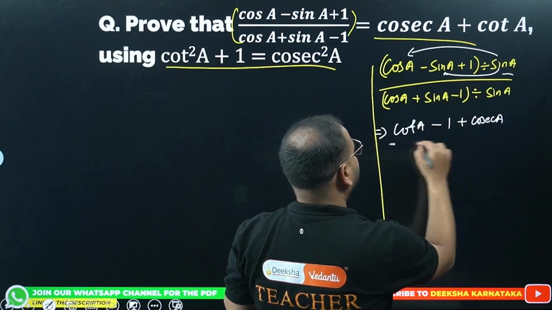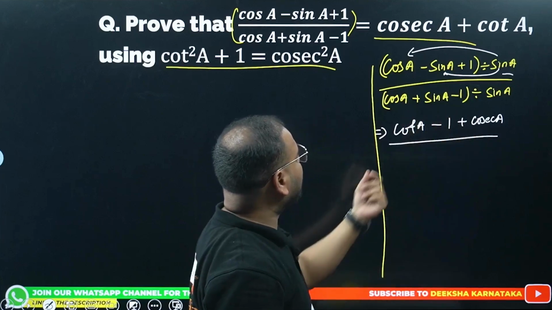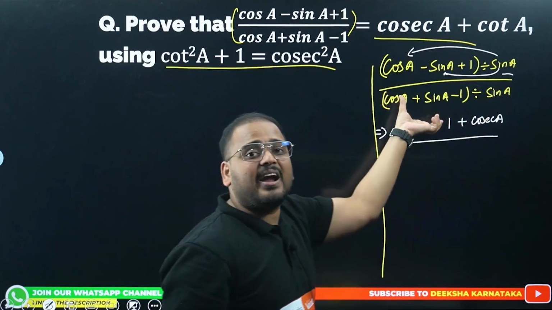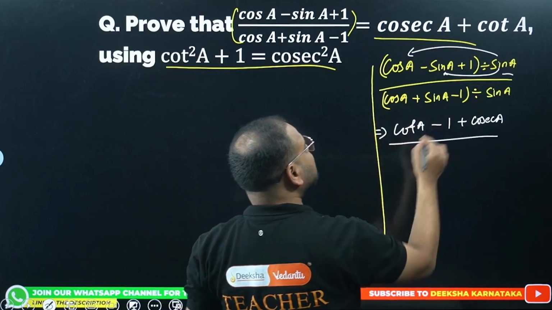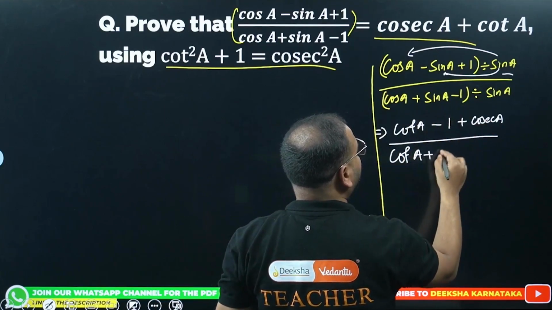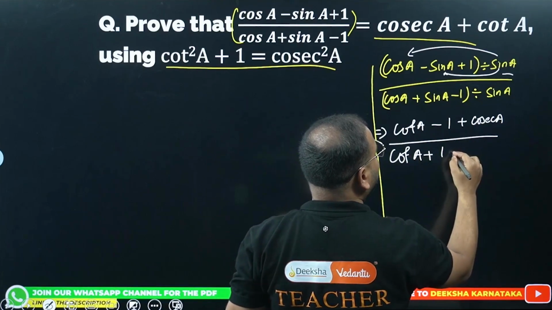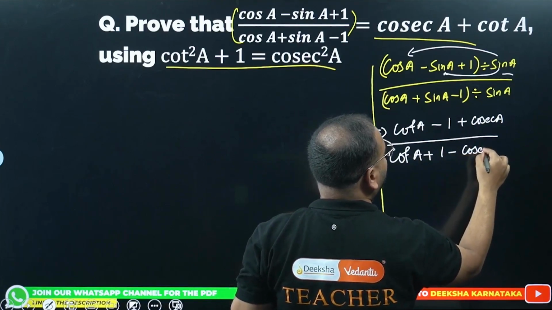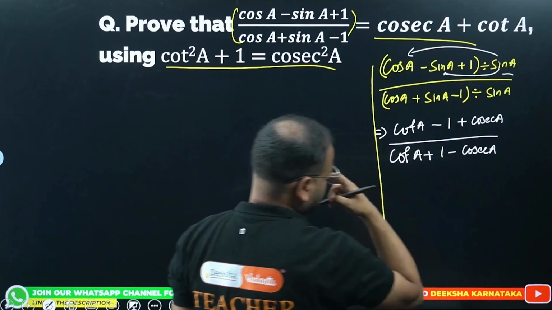Great. Look at the denominator part, taking the division inside the bracket. So cos A by sine A is cot A, sine A by sine A is 1, and minus 1 by sine A is minus cosec A.